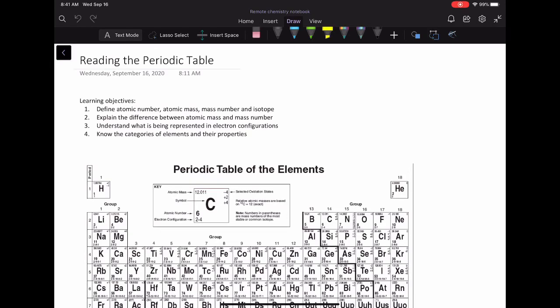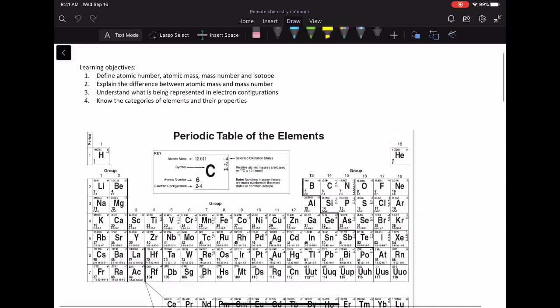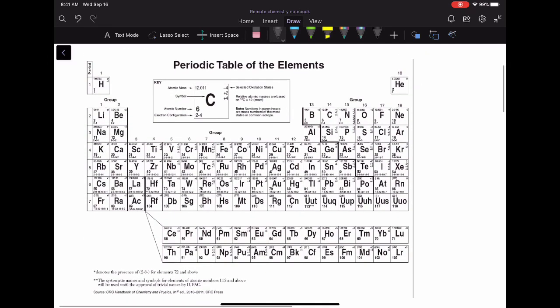All right, in this lesson, we're going to learn how to read the periodic table. So the periodic table is found on page 9 of your reference tables. Page 9 of your reference tables. And it should look just like this.